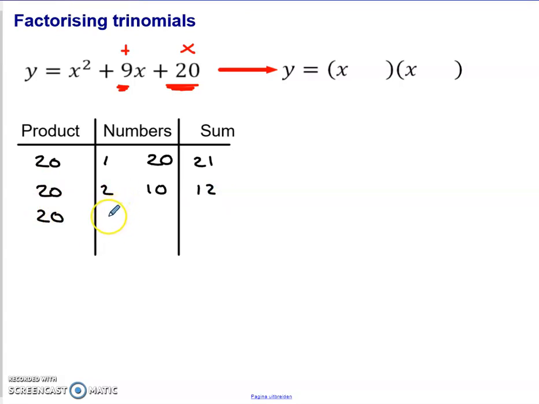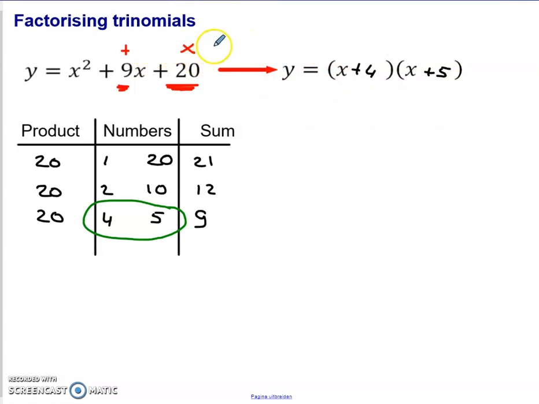Never work with decimal numbers or fractions. So I skip 3. I can continue with 4 times 5. 4 times 5 is 20. And when I add them, I will find 9. And that was the number I was looking for. So, those were the two special numbers. Both are positive, so I can finish this: x plus 4 and x plus 5. So over here, we factorized this trinomial.